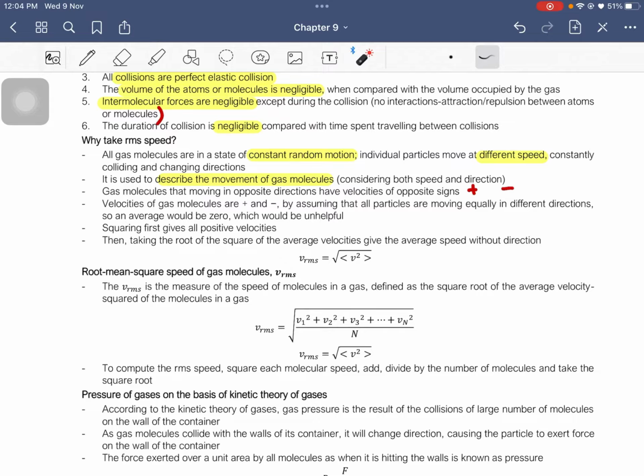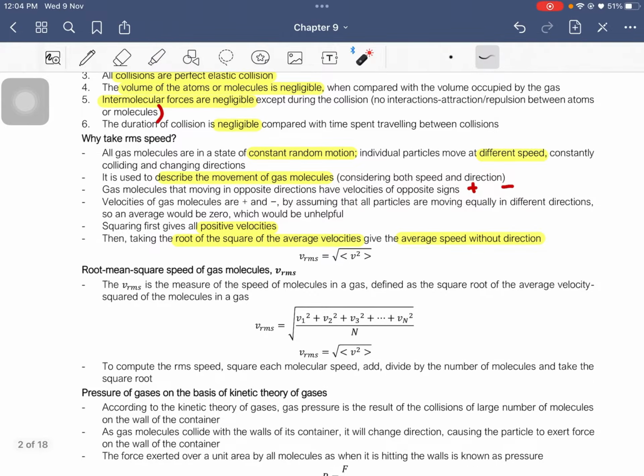So apa yang they suggest to do is we have to square the number dulu. Kenapa kita mau square? Sebab dia mau bagi positive velocity. So bila kita dapat positive velocity, kita boleh take the root of the square of the average velocity, which will give the average speed, but without the direction. Kita tidak akan dapat direction sebab kita sudah square dia. So kita akan dapat positive velocity sahaja, just the magnitude of the velocity. So dapatlah kita this equation here. So that is why we use RMS speed.